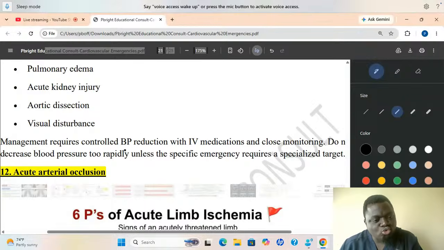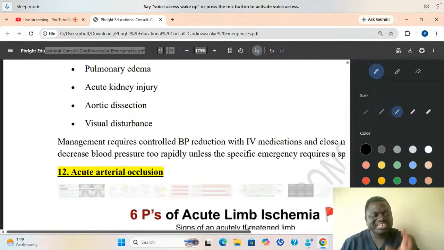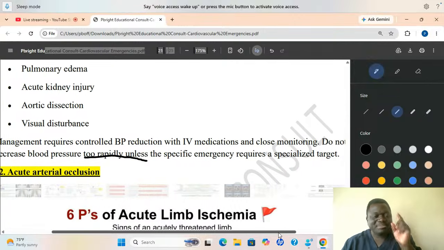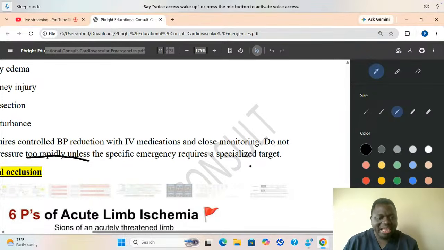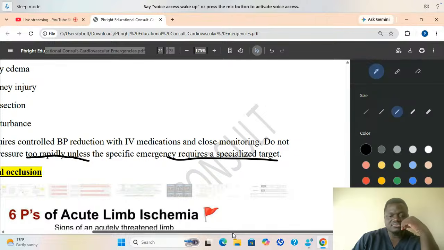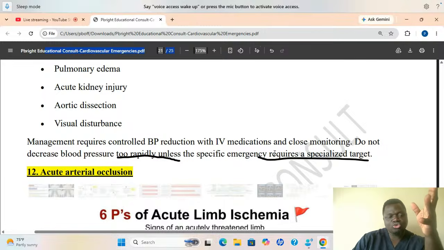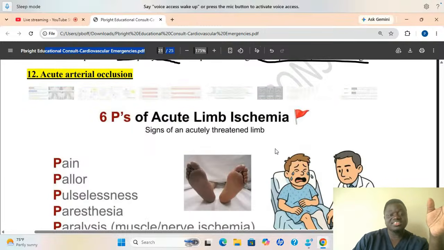Management requires controlled reduction with IV medication and close monitoring of the blood pressure. Do not decrease blood pressure too rapidly. That's the precaution, unless the emergency you are dealing with requires a specialized target. I always tell people that you as an individual should know your normal blood pressure, know your baseline.